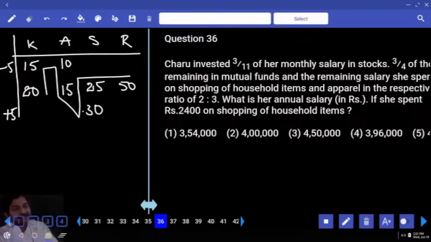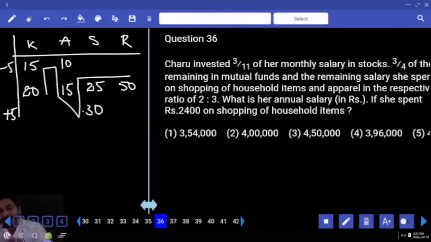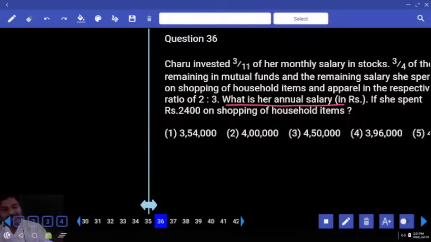Charu invested 3/11 of her monthly salary in stock. With respect to the monthly salary, in stocks, how much is spent? 3/11. Go to the question. What is her annual salary? So first you need to get the monthly salary. Then to convert into yearly salary, it will be 12 times. Then we'll get the yearly, annual salary.